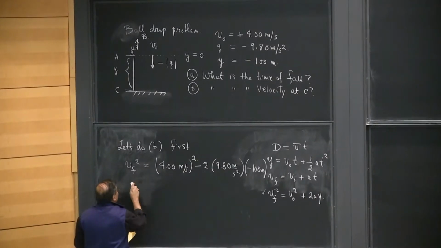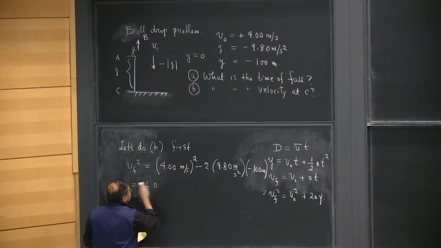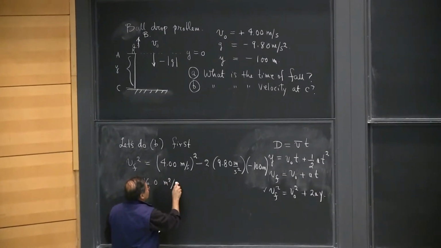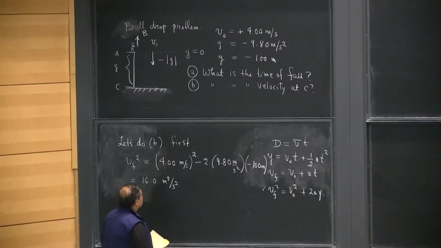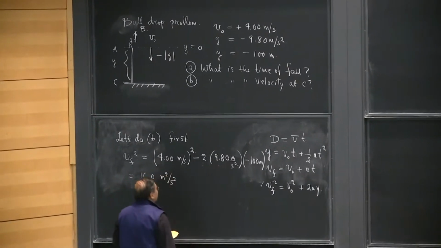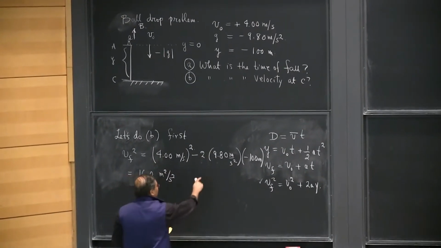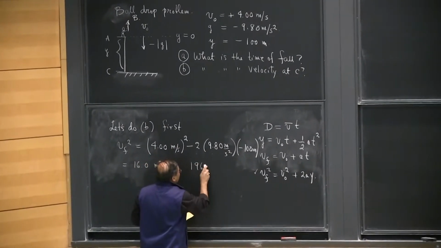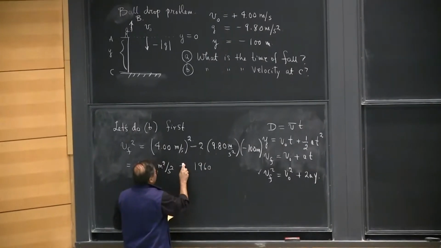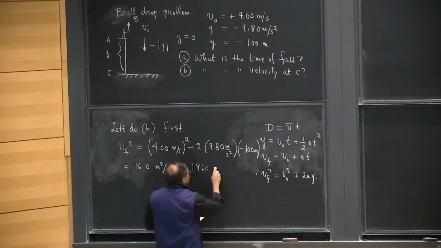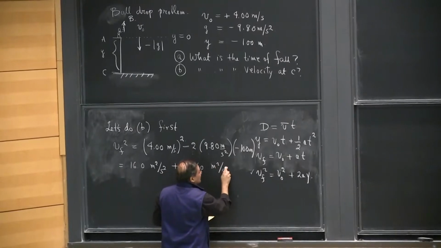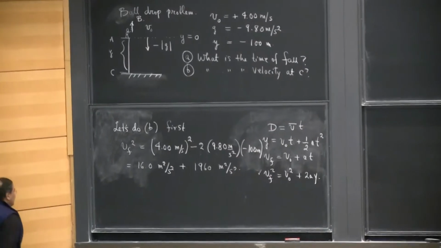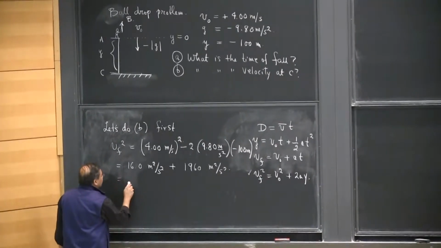It's very easy to work it out. So 4 squared is 16. We know that. So 16.0 meters squared over second squared. That's not a problem. Twice 9.8 is 19.6. So 19.6 multiplied by 100 is going to be 1960. And two minuses make it a plus. So I make it plus 1960. Also comes up with the same units, meter squared per second squared. So we're in good shape, easy to do. So 1960 plus 16 is going to be 1976.